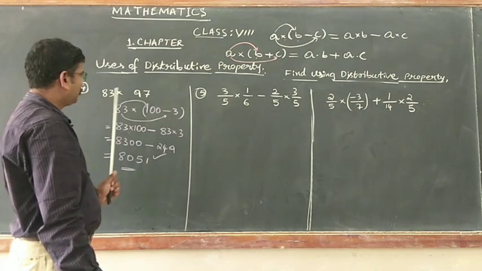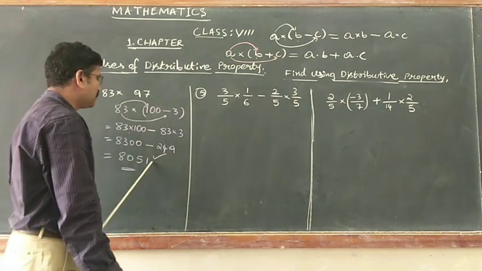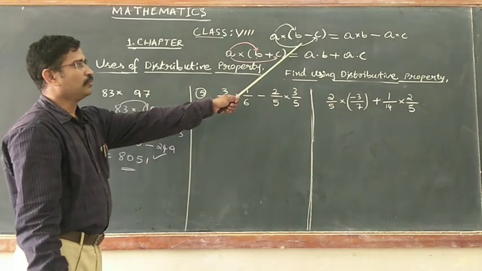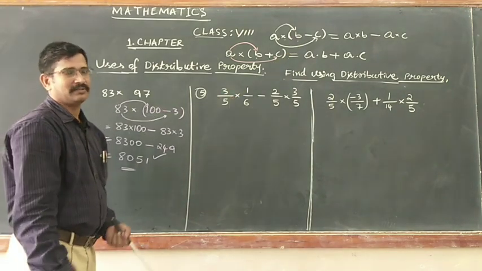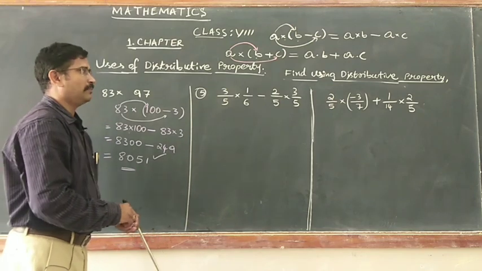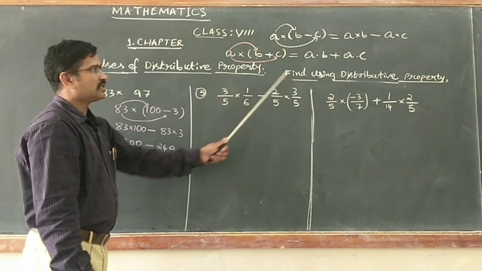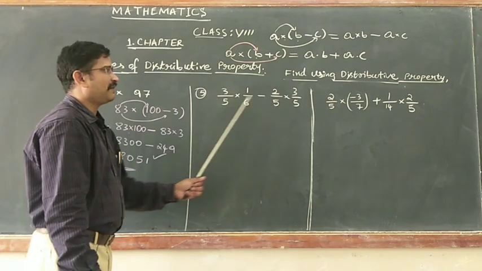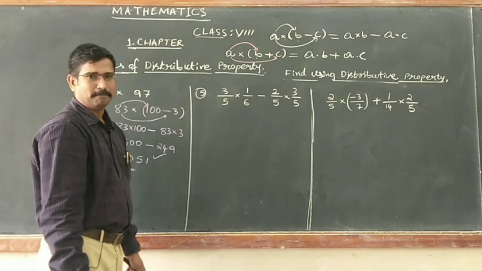Rather than multiplying all the procedure what you learned in our lower classes, it is an easy way of finding. This is how we used distributive property, multiplication over subtraction. Now, we will see for rational numbers how to solve. See children, using distributive property, simplify, find, calculate, this way questions could come.